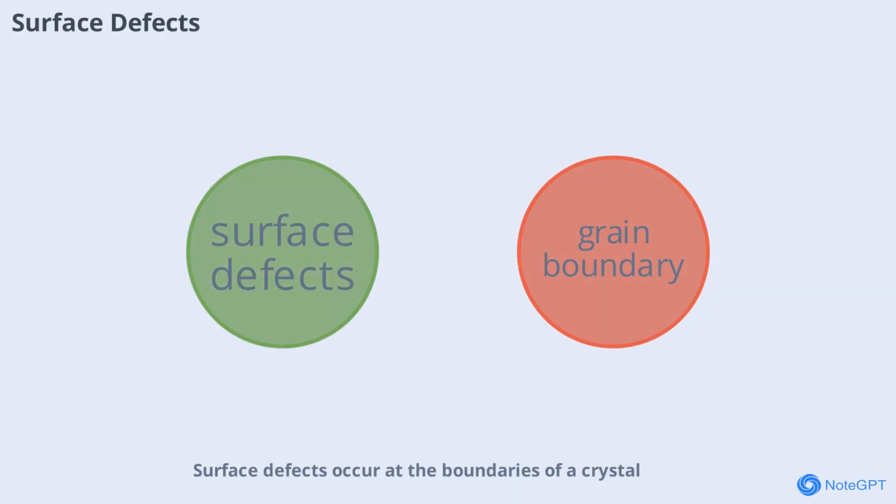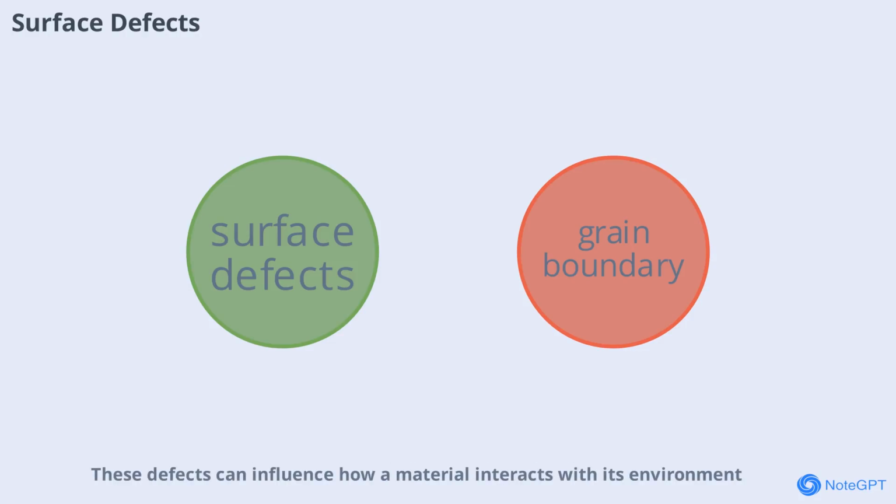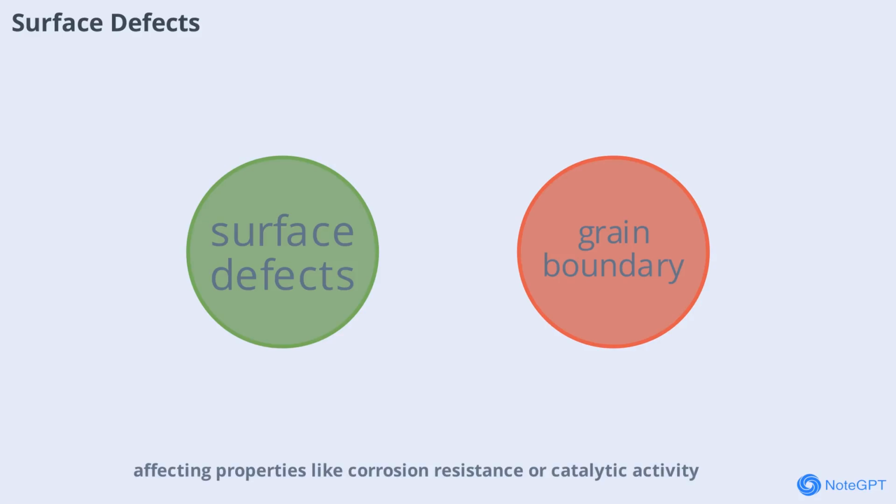Surface defects occur at the boundaries of a crystal, such as grain boundaries or external surfaces. These defects can influence how a material interacts with its environment, affecting properties like corrosion resistance or catalytic activity. In nanotechnology and catalysis, controlling surface defects is key to designing materials with enhanced performance.